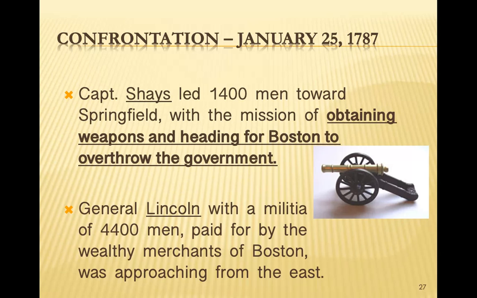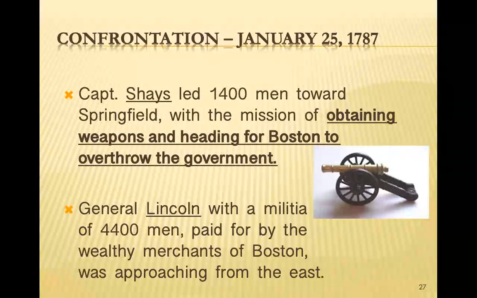Responded with about 4,400 men paid by wealthy merchants in Boston and met them coming from the east in Springfield. So this was a little bit of overkill. Look at the disparity in numbers, 4,400 to 1,400. Oh my word. So the wealthy merchants, again, disparity. Wealthy merchants paying for wealthy militia, almost mercenary types. Poor farmers who are rallying behind a cause.